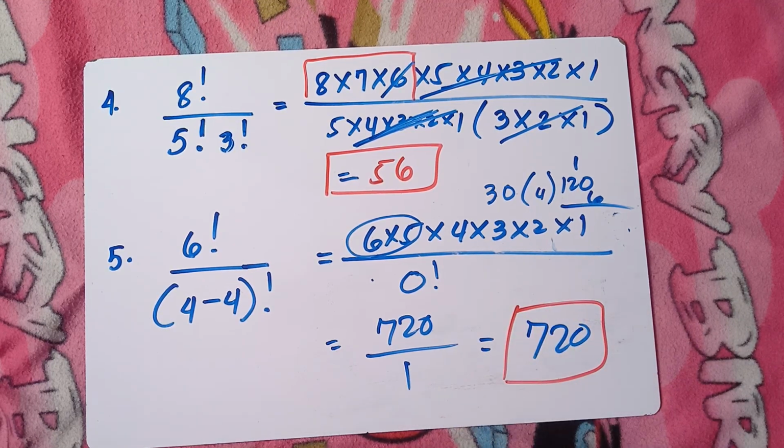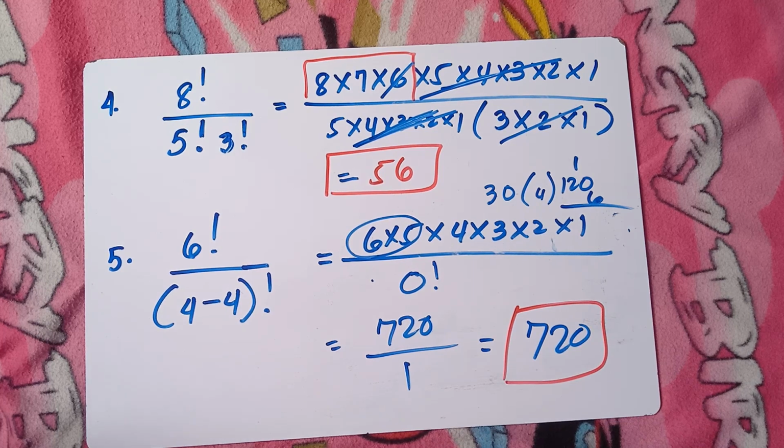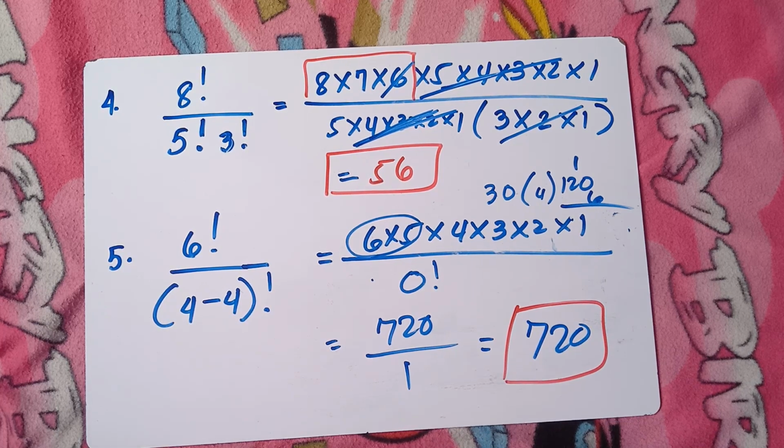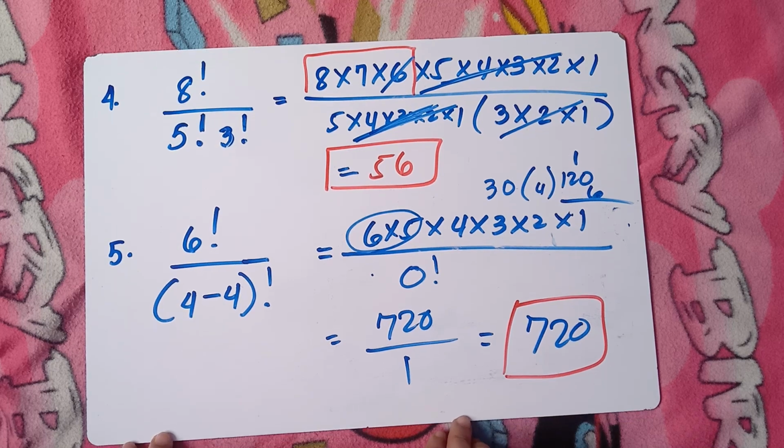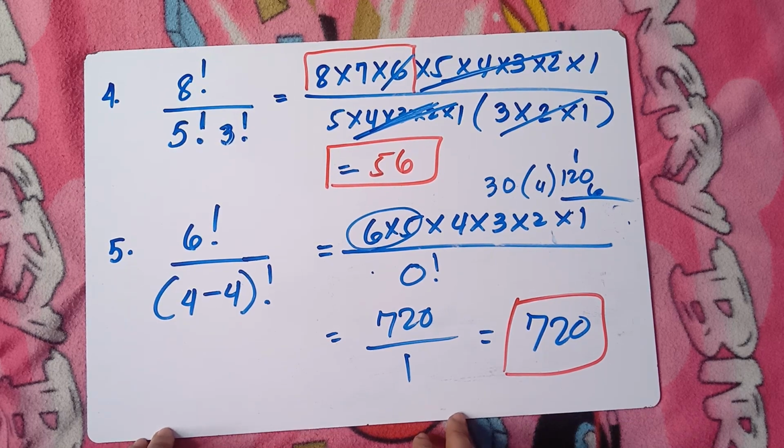So that's it, class. That's how you solve for the factorial. So our next topic will be the permutation. So I do have a link in the description below on how to solve permutations, especially the circular permutation and the distinct permutation. Those are more complicated than this one. So feel free to see the video. I will put the link in the description below.